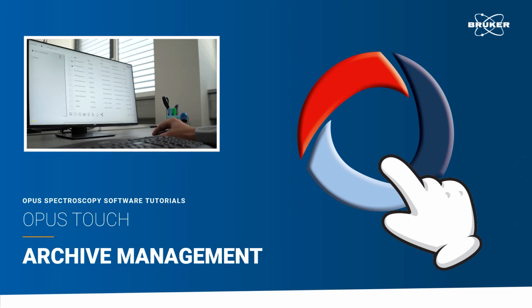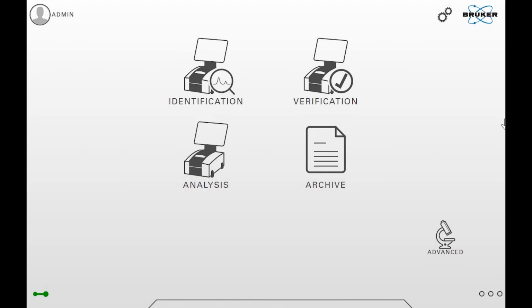How to manage the archive in Opus Touch. The archive can be directly accessed via the home screen. Tap on the Archive button in order to open it.